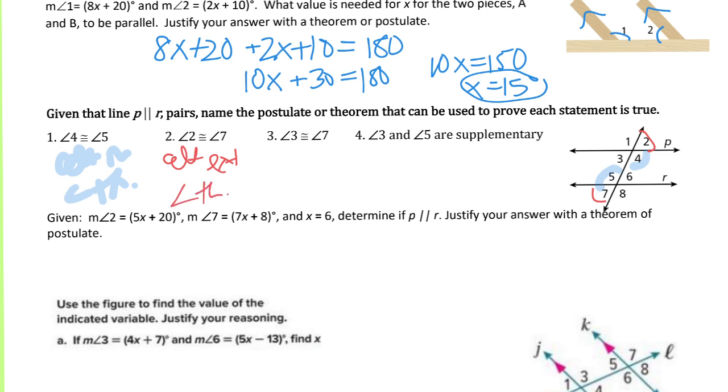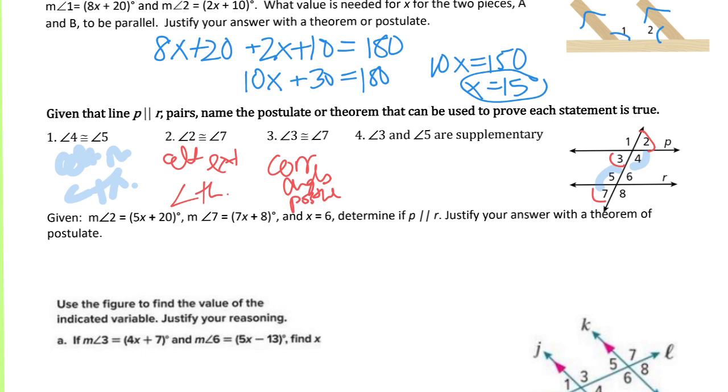Okay, how about 3 and 7? Why would they be congruent to each other? Well, 3 and 7 would be congruent by the corresponding angles theorem. And that's actually a postulate. Okay, while we're here, why would 2 and 3 be congruent to each other? That would be the vertical angles theorem, right? And so, again, all those theorems are still true. We're just practicing our new ones as well.